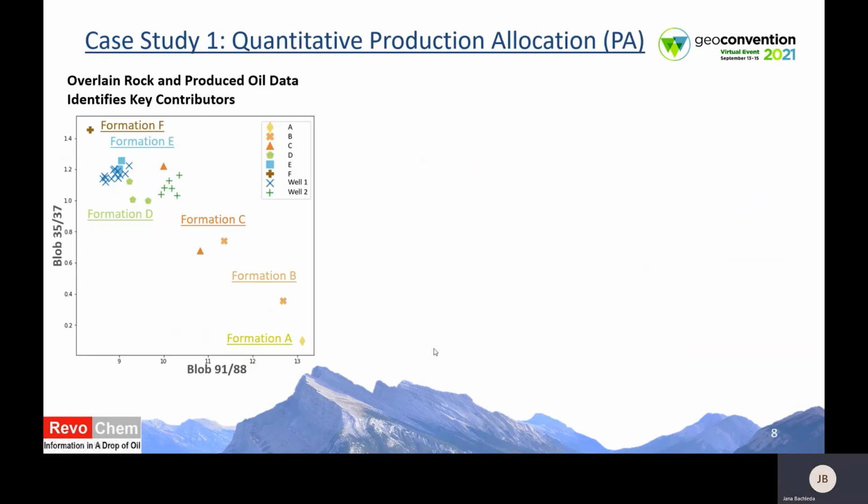The next step is we plot the produced oils from the wells on top of the produced oils that were extracted from the core samples. So right away, we can see that the produced oils from well 1 plot between formation E and formation D. That means that formation E and formation D are the primary contributors for well number 1. In well number 2, our oil samples plot between formation C and D, indicating that formation C and D are the primary contributors for well 2.